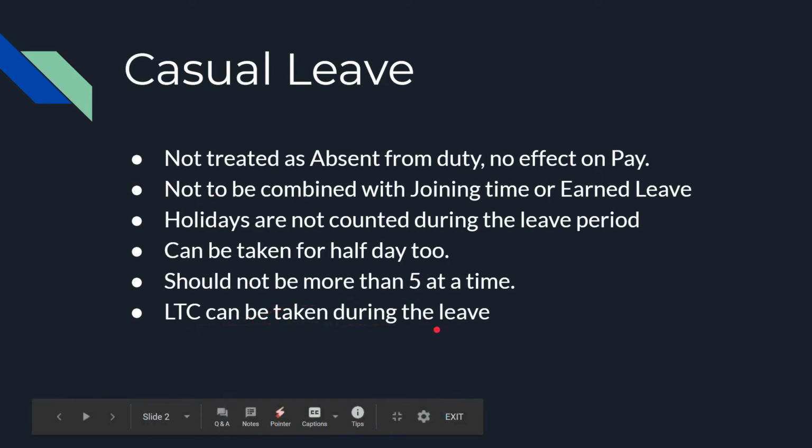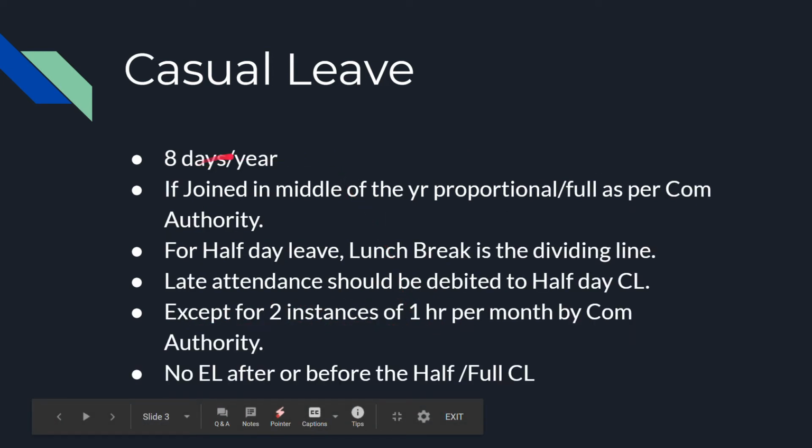LTC can be taken during the leave. Casual leave is 8 days per year. If one joined in the middle of the year, it is proportional or full as per the competent authority. For example, a person joined in June or July, then how many casual leaves he has can be decided by the competent authority. Actually, they will say proportionally, but if the competent authority feels it is suitable, he can even give full casual leaves for the remaining period.